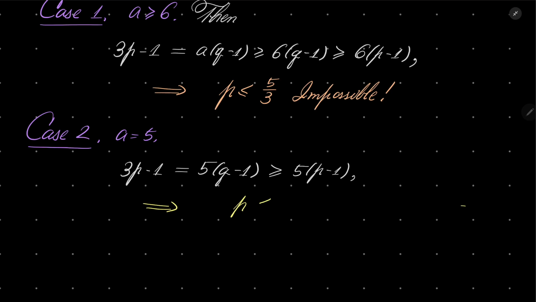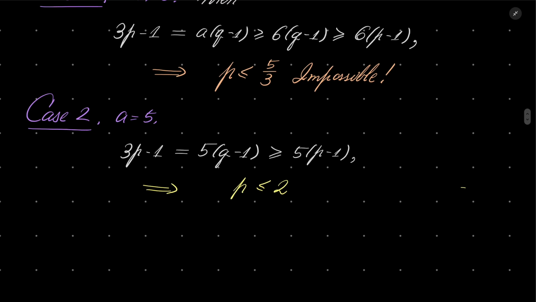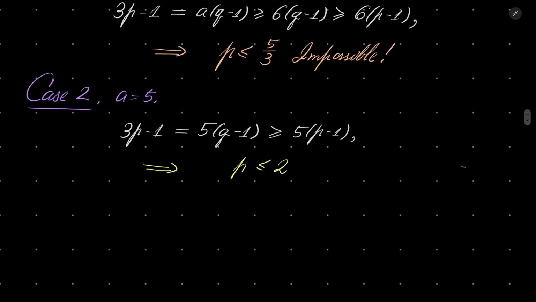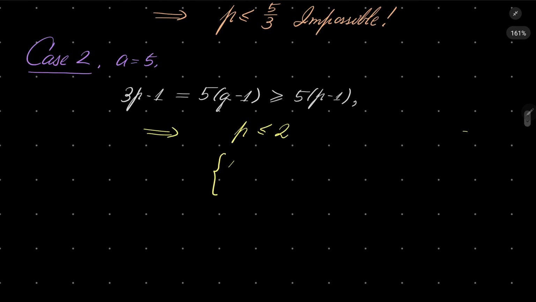P must be less than or equal to after some rearrangement. But the only prime which satisfies it is 2 itself. So now we know that in this case, P equals 2, and what is Q? Well, Q can be computed from this equation. On the left hand side we have 6 minus 1, 5. We can divide by 5. We'll get Q equals 2 as well.